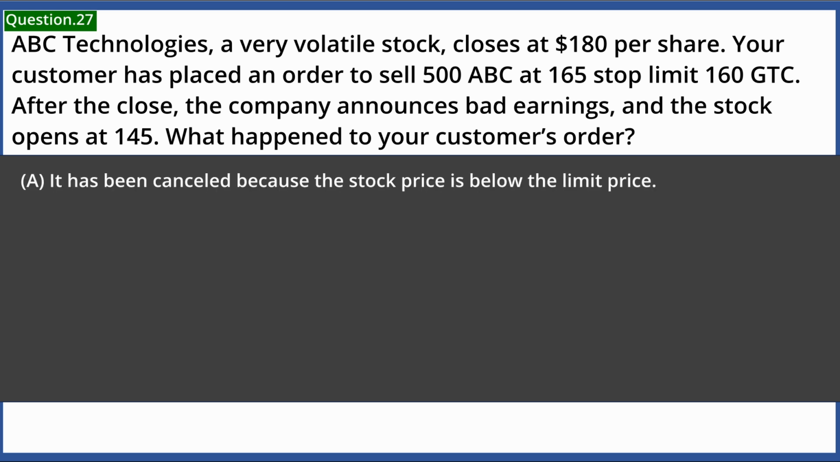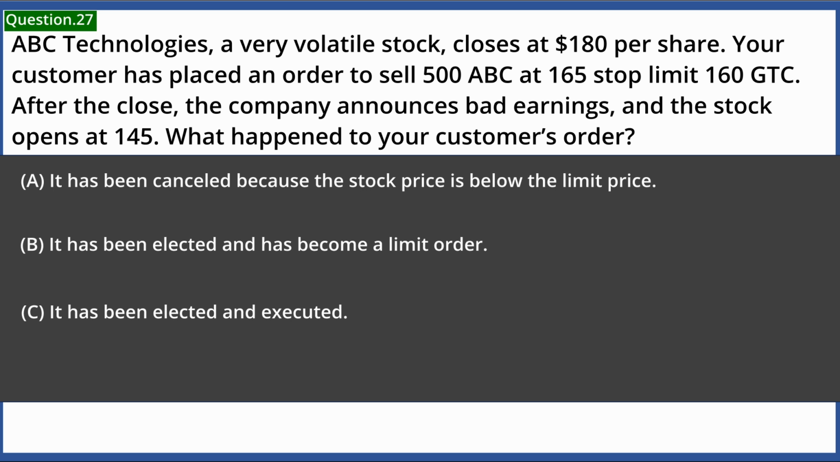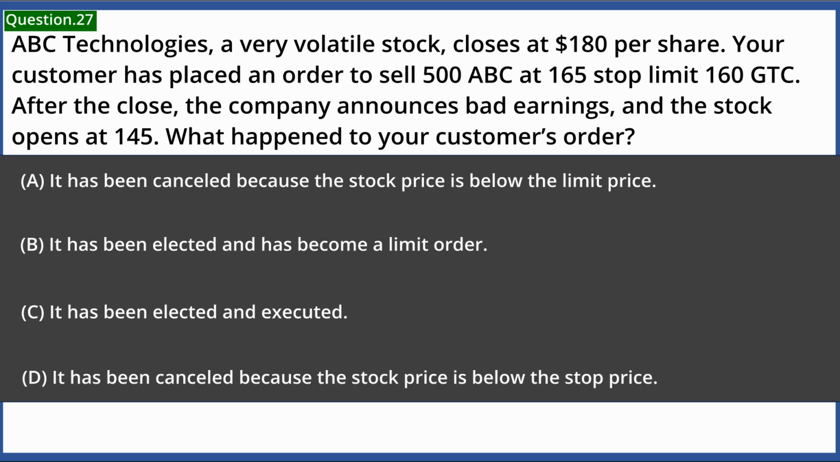A. It has been cancelled because the stock price is below the limit price. B. It has been elected and has become a limit order. C. It has been elected and executed. D. It has been cancelled because the stock price is below the stop price. Answer B. It has been elected and has become a limit order.